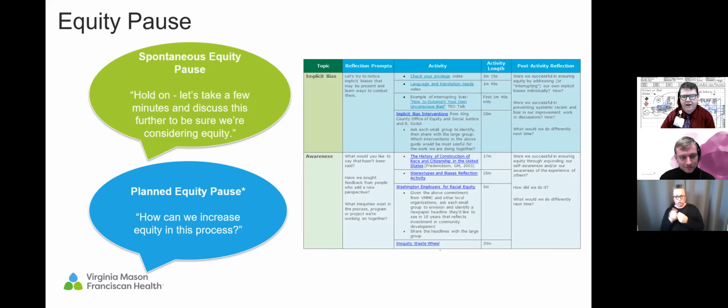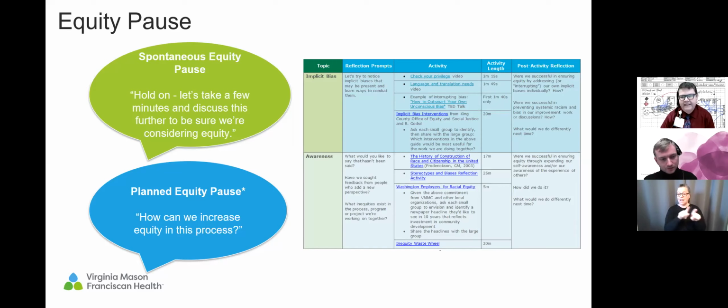The equity pause toolkit makes information easy to access and guides the facilitator. It offers a whole array of topics and exercises to choose from, like a menu. Topics include diversity, inclusion, implicit bias, awareness, speaking up, psychological safety, racism and anti-racism, and health equity. Some recordings were also created to use as examples.